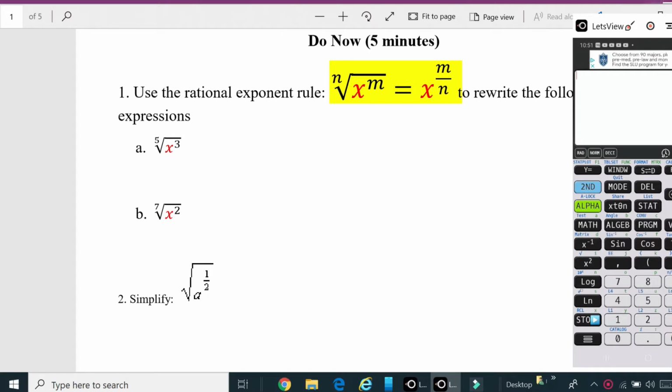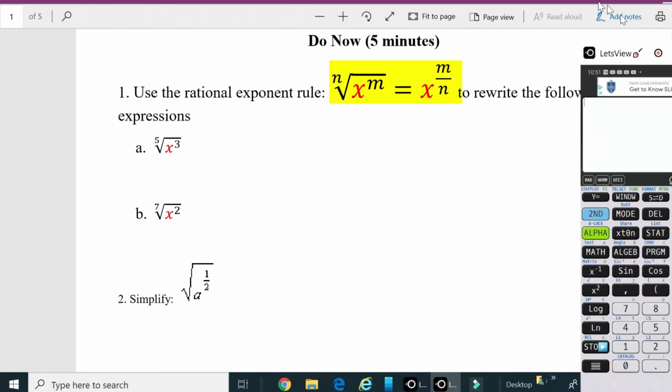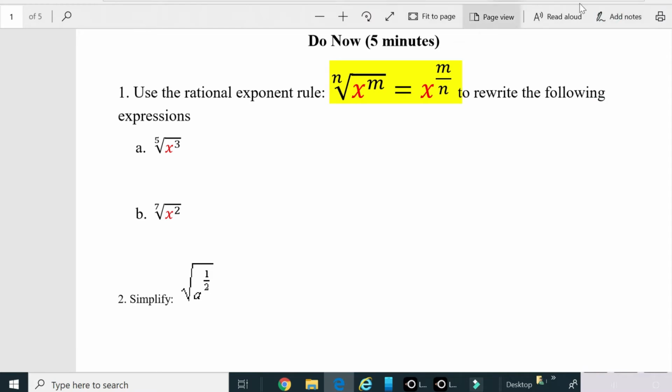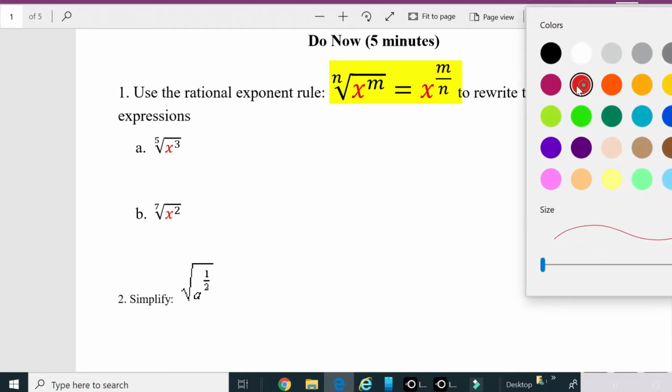So let me get my pen here. Let's move out the way. Let's add some notes, and let's use. Let's use red. All right.